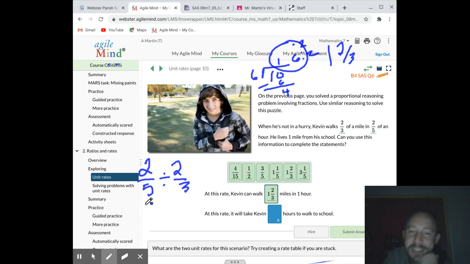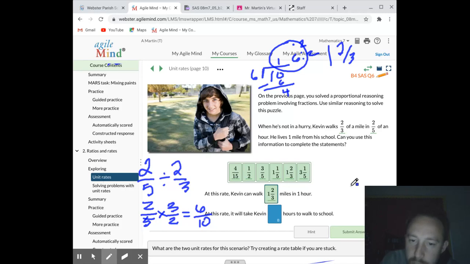Reciprocal. I can't say that word. Reciprocal. Let me see, you can look at my lips. Reciprocal. Whatever. Good job. All right, so 2/5 times 3/2. 2 times 3 is? 6. 5 times 2 is? 10.